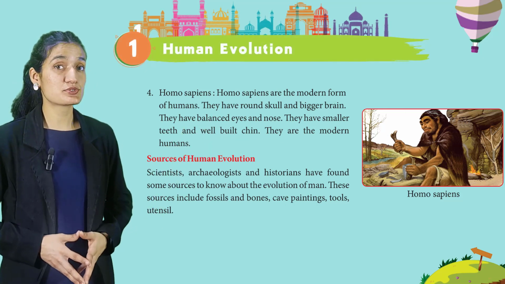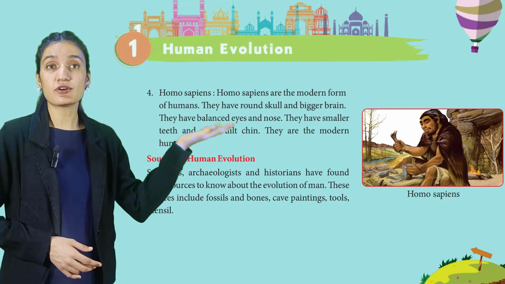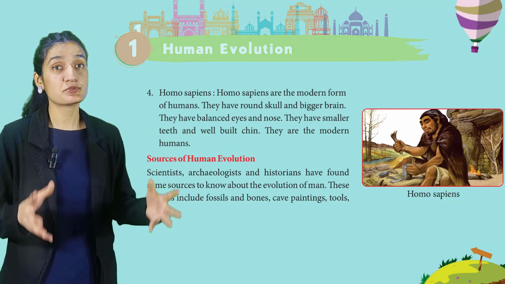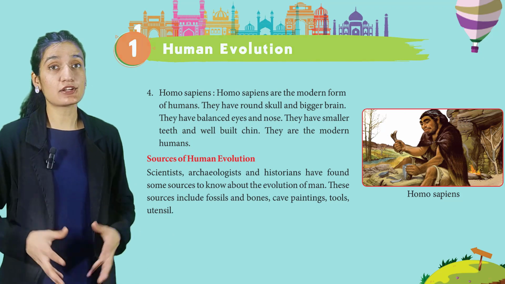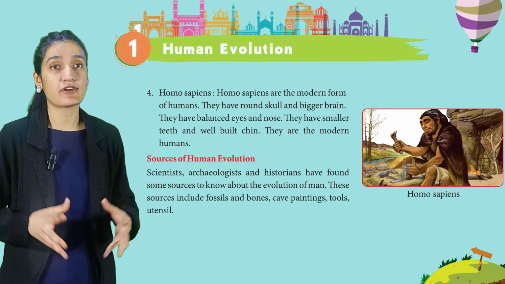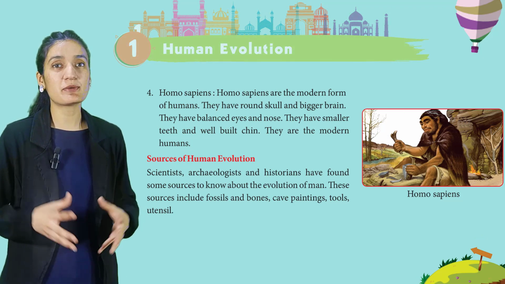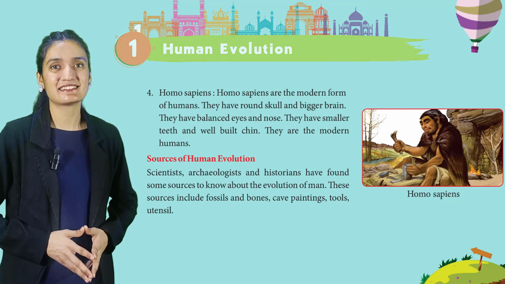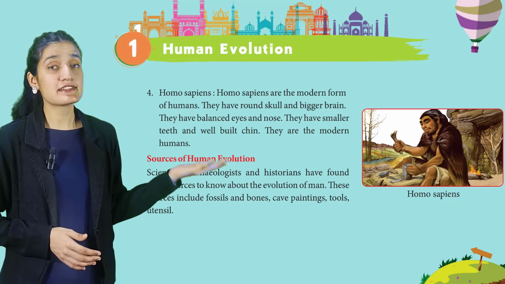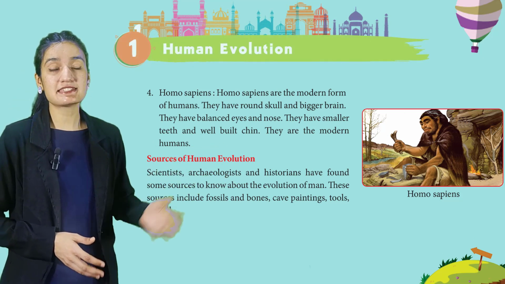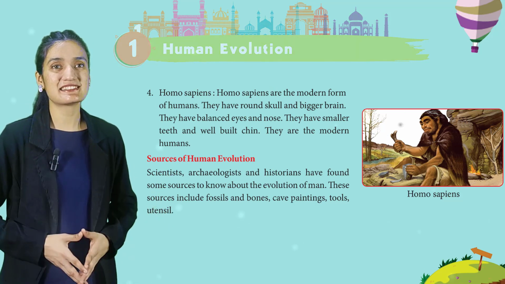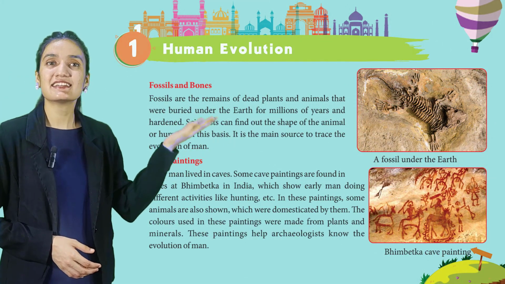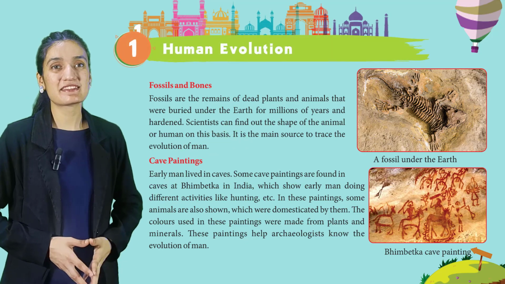Now let's move on to the topic, sources of human evolution. Students, scientists, archaeologists and historians have found some sources to know about the evolution of man. These sources include fossils and bones, cave paintings, tools, utensils. Now let's study fossils and bones.